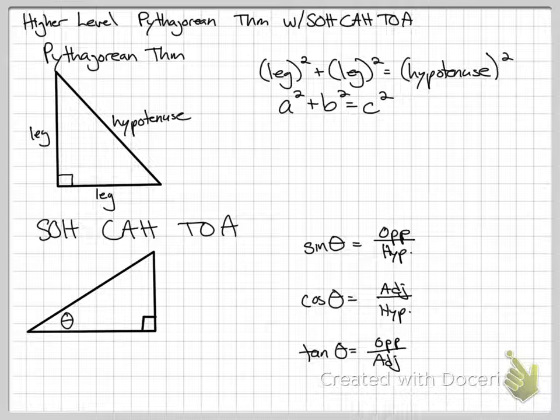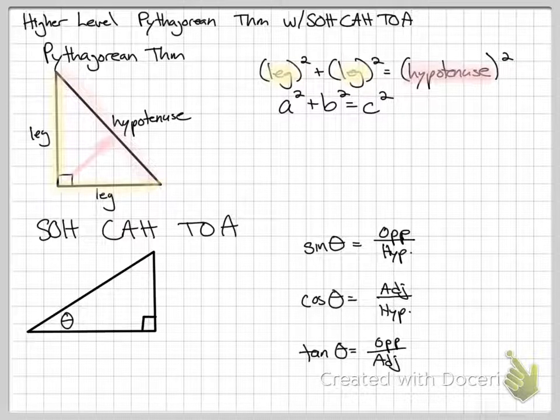That's great, but I want to make sure you understand that the legs are the two sides that touch the 90 degree, and it doesn't matter. That's why I don't call them a and b. It doesn't matter which is which. Leg squared plus the other leg squared has to equal the hypotenuse squared. The hypotenuse is the slanted one, or the one across from the 90 degree.